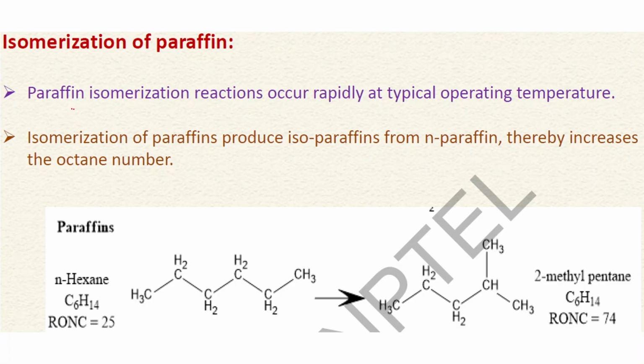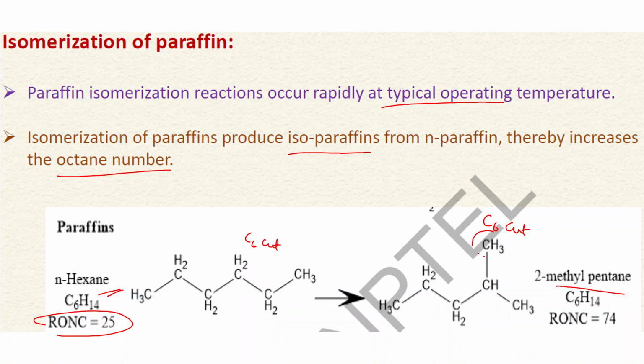Isomerization of paraffins. Paraffin isomerization reaction occurs rapidly at typical operating temperatures. Isomerization of paraffins produces isoparaffins from n-paraffins, thereby increasing the octane number. Here we can see this is n-hexane, which is a normal paraffin. It has a research octane number of 25. This is isomerized to give 2-methyl pentane. The carbon number is 6 here only. It is a C6 cut. This is also a C6 hydrocarbon, but with a side branch. So it is an isoparaffin, and we can see the octane number has improved to almost 3 times, which is 74.